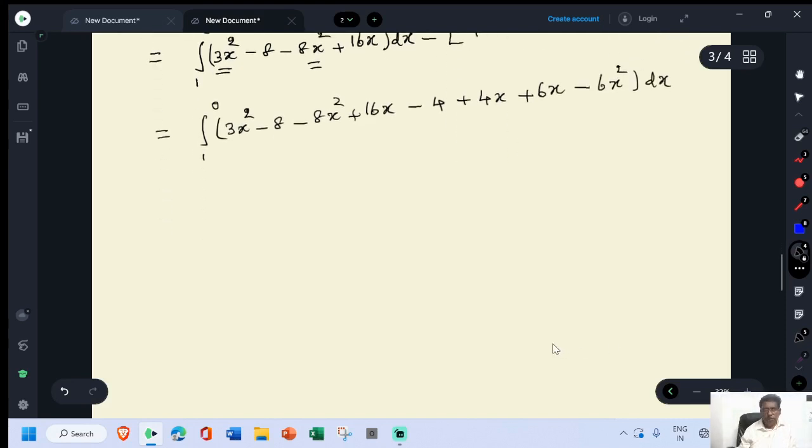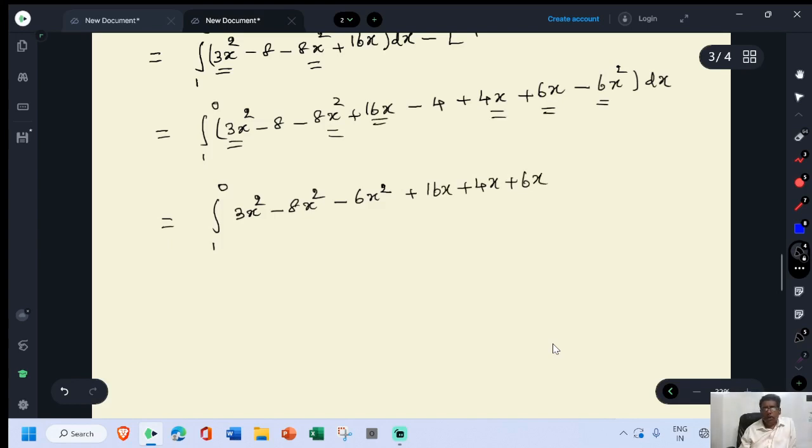Now align the terms. This is equal to the integral from 1 to 0 of 3x square minus 8x square then minus 6x square. The x square terms are over. And align the x terms: plus 16x plus 4x plus 6x, that is over. Then align the constant terms: minus 8 minus 4, that is minus 12. The entire thing is multiplied by dx.